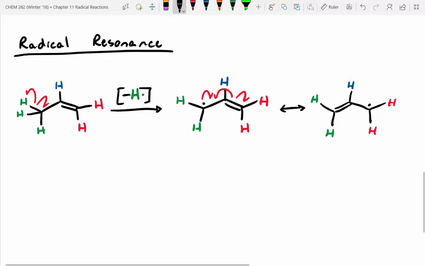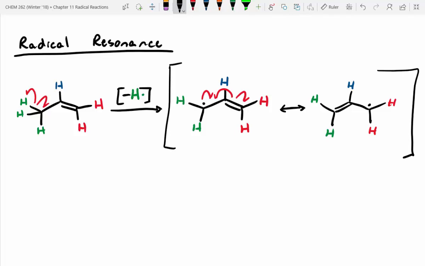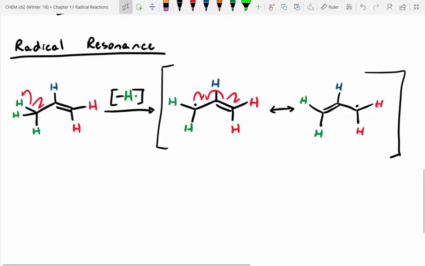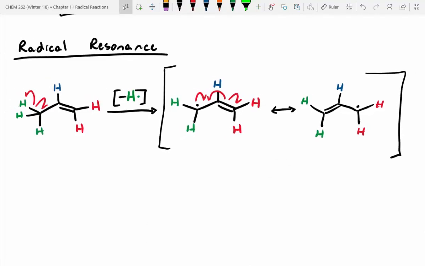And just like with any resonance structure, you want to put brackets around it. And then have a double-headed arrow indicating that it's not one or the other. It's not flipping back and forth. It's actually an average of the two here. So this would be an example of degenerate resonance structures where they're both equal contributors, right? They both look the same, just flipped over.